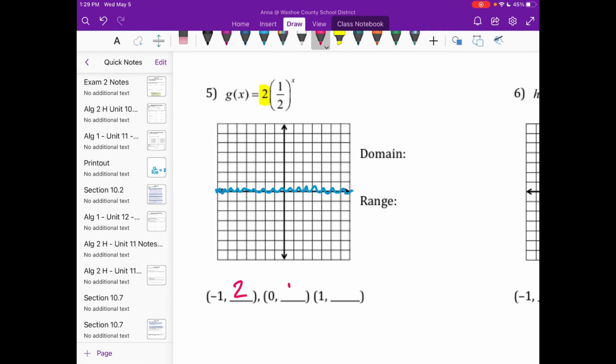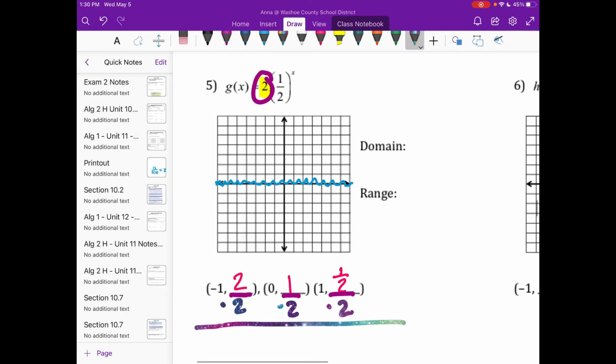And then 1/2 to the power of 0. Well, anything to the power of 0 is 1. And then 1/2 to the power of 1, that is 1/2. Perfect. Okay, now here's what we have to do with this 2. The 2 is a vertical stretch. So what we have to do is take all the values we just found, the 2, the 1, and the 1/2, and we have to times it by 2. Let's do some space pen for this. Times 2, times 2, times 2.